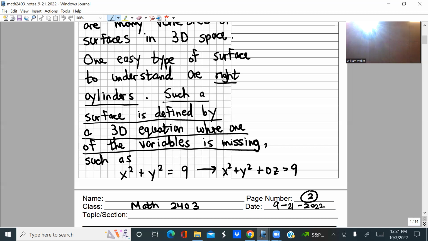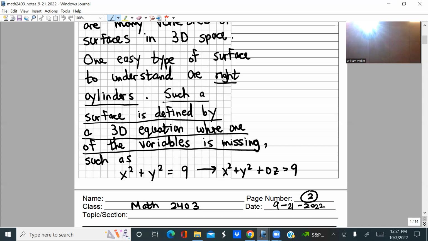But if you're in the context of three dimensions, then when you look at this equation, you want to think of it as an equation in three unknowns, but one of the unknowns, namely z, is missing. So really, in three dimensions, this equation is the same as x squared plus y squared plus zero times z, the z term is missing. That means it has a coefficient of zero. And so you're wondering, if I graph this equation in three dimensions as opposed to two dimensions, what sort of thing do I get?